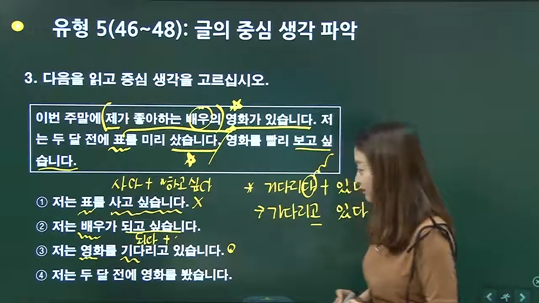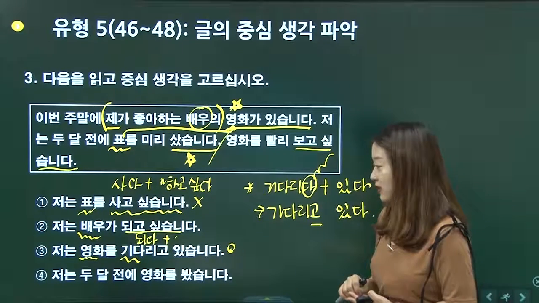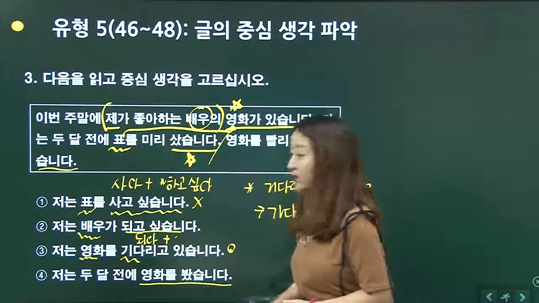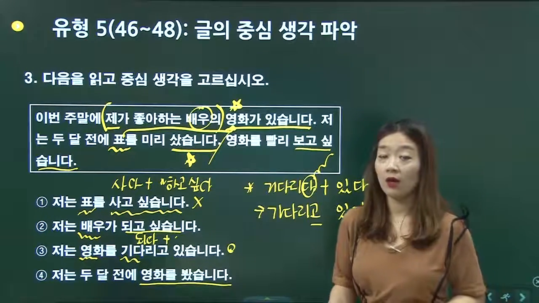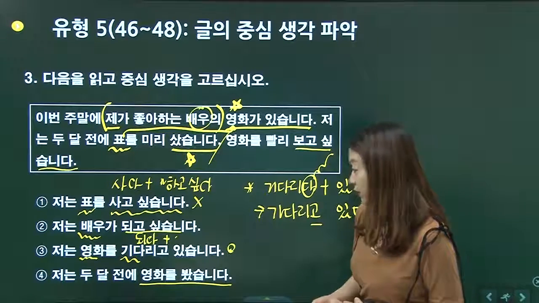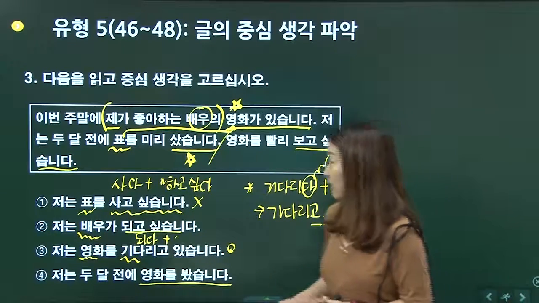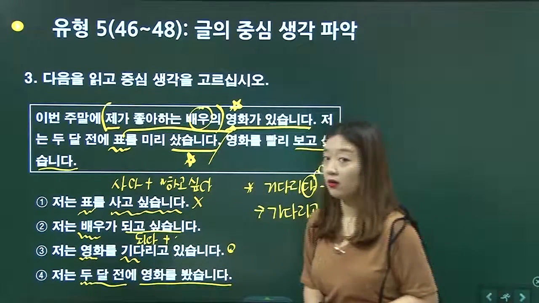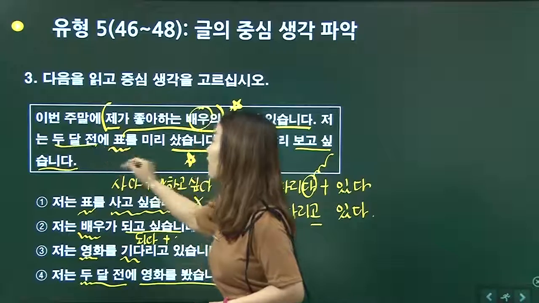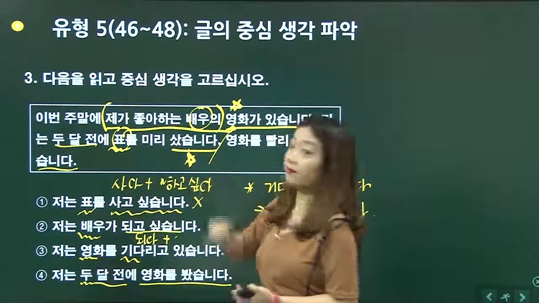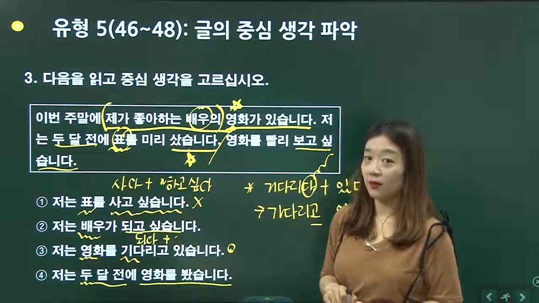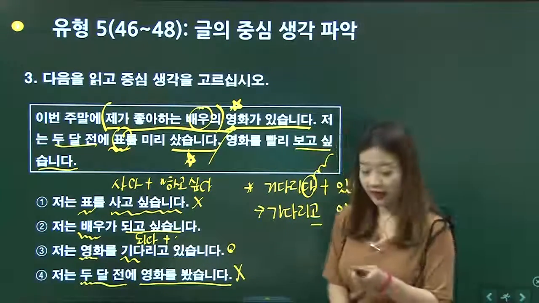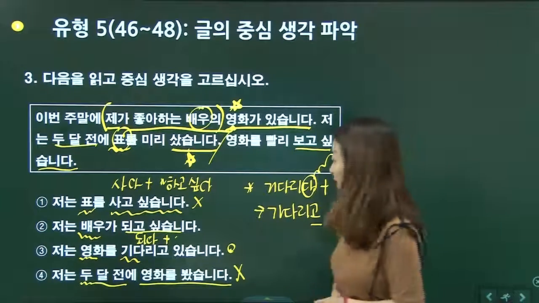Number four, 저는 두 달 전에 영화를 봤습니다. 영화를 봤습니다 means I watched the movie already? No, I didn't. Then what did I do two months ago? 표를 샀습니다. I bought a ticket, right? So it's wrong. So the right answer would be number three.